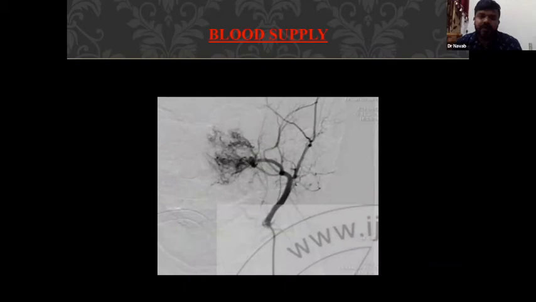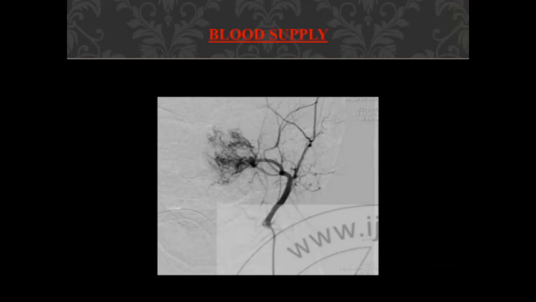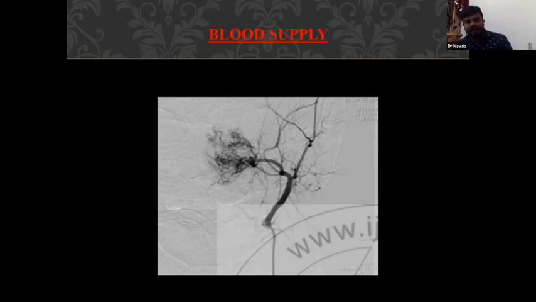This is a DSA image after cannulating the ECA. Okay, so what are you seeing in that image? External carotid artery. And which is the commonest source of the bleed? The maxillary artery is the commonest cause. Okay, so we can do embolization. So we will go to the rapid round now, right?